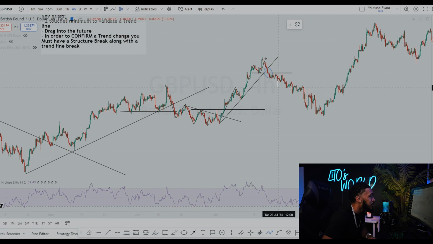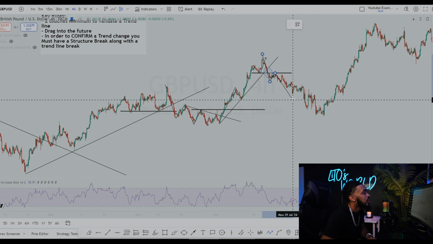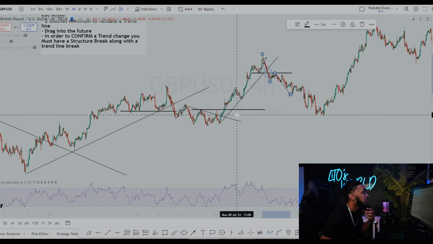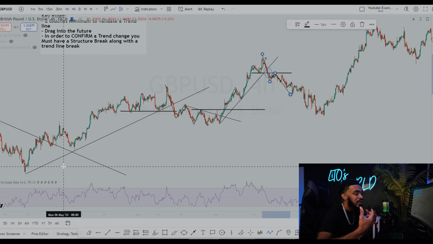Here we can see that we had a break and then a retest, and then this was our entry to confirm that we were going down to the downside. All of my trades are pretty much simply just breaks and retests. If you understand trends and you understand market structure, you can capitalize on these breaks and retests of these trends.